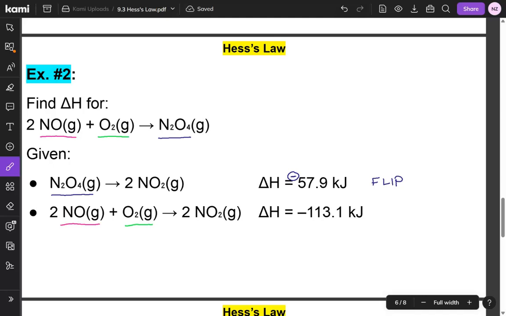So let's rewrite everything. Flip the first reaction, so it'll become 2NO2 goes to N2O4. My second reaction, I didn't do anything to, I just left it as is, so that'll be 2NO plus O2 goes to 2NO2. Let's cancel out anything that exists on both sides. So my NO2 is present in the first reaction and the second reaction. So we're going to go ahead and cancel that out. And that's it. Now we add them up.